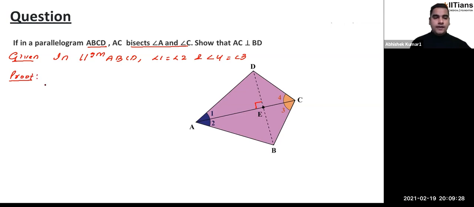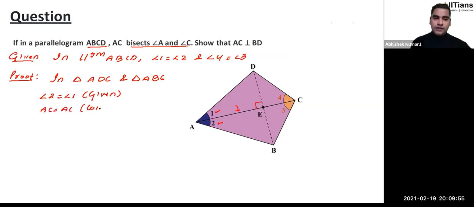So in triangle ADC and triangle ABC, what do we have? We have angle 2 is equal to angle 1. Angle 2 is equal to angle 1, that is given to us. We have this side AC common in both. AC is equal to AC, that side is common in both.